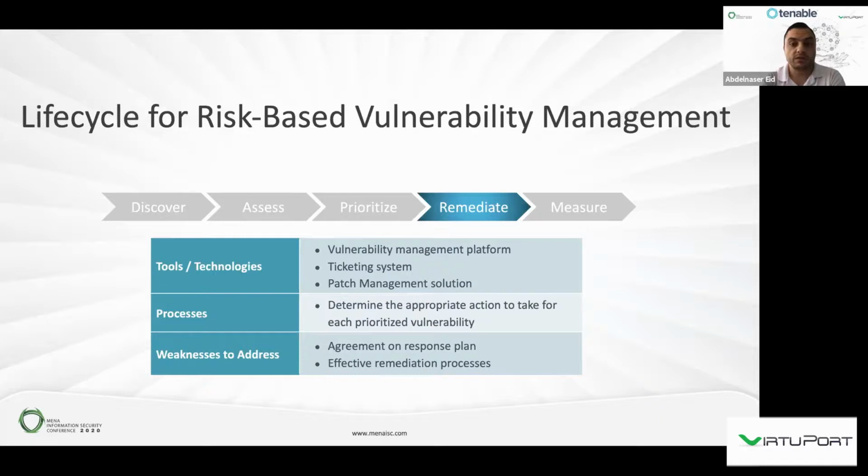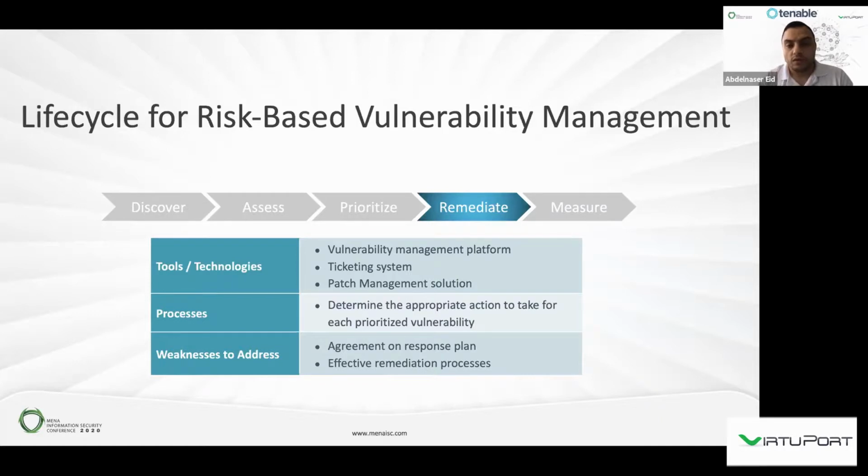One of them is the vulnerability management platform that can discover and prioritize the vulnerabilities. The ticketing system will help in this stage by assigning the tickets to the proper groups, to the proper engineers. Also, the patch management solution can be one solution to do this remediation process. So as we can see, it's a shared effort between multiple technologies, and there can be some other tools, products or technologies involved in the remediation stage.